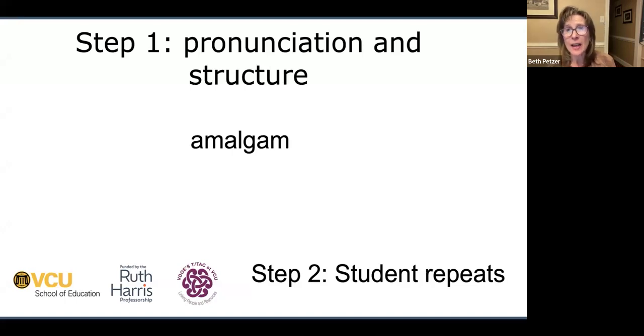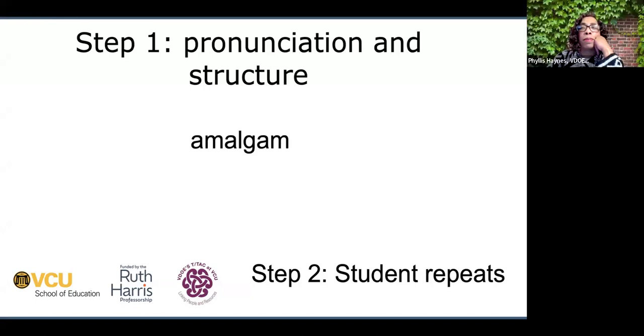So class, today we're going to learn a new word. The word is amalgam. Would everyone say amalgam? Yes, great job. So Sabrina, could you say it for me? I know, I'm just doing this at home. Great. And Phyllis, can you say it for me? Amalgam. Great. So pick on a few individuals to say it.